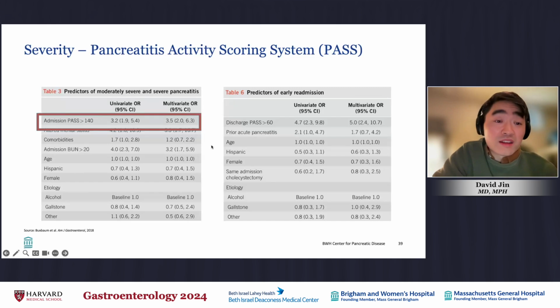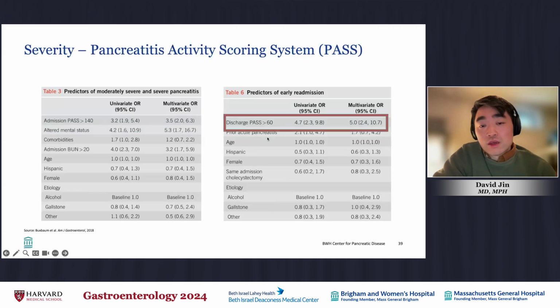PASS score has been validated prospectively. This one study shows that elevated admission PASS is associated with the development of moderately severe or severe pancreatitis later on the disease course. And an elevated PASS at discharge is actually a predictor of early readmission within 30 days.